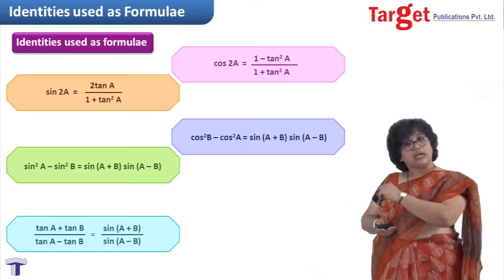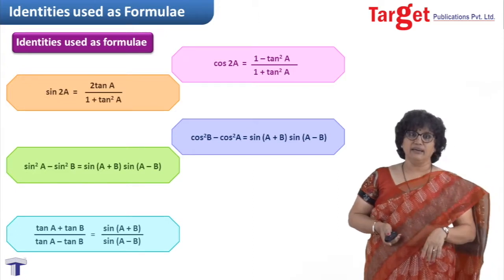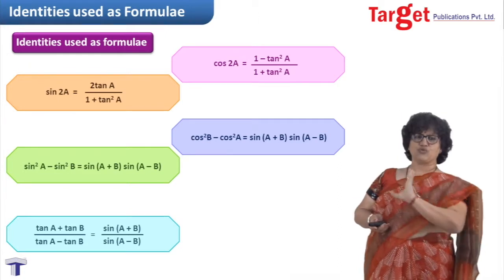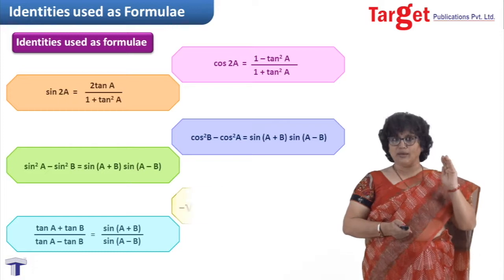And from there, I go to the next one, and that is (tan A plus tan B) upon (tan A minus tan B) equal to sine(A plus B) upon sine(A minus B). Mind you, please, this identity, whenever you want to jump from tan to sine, is extremely useful. So I have given it at this place only, and make sure that you also remember it.